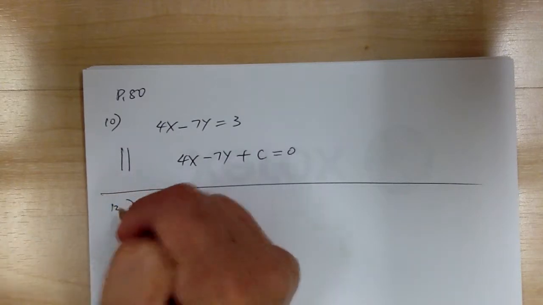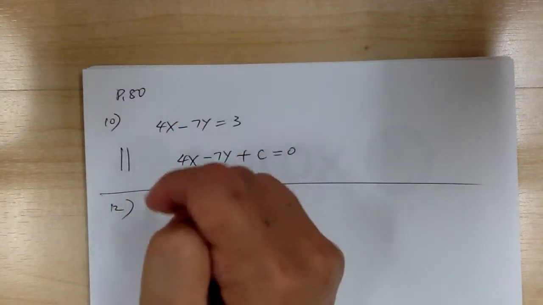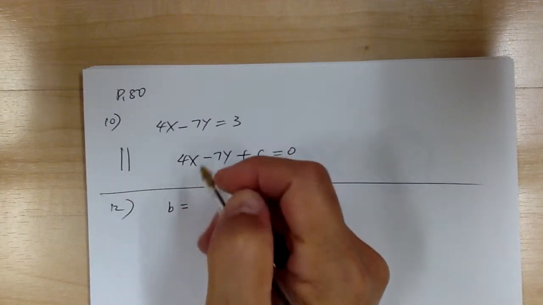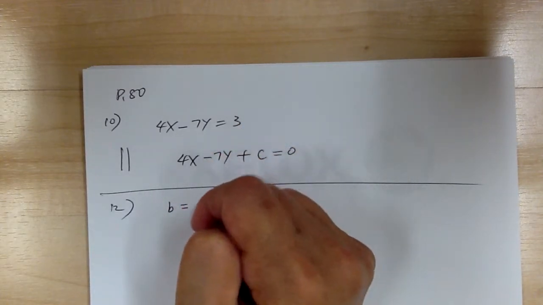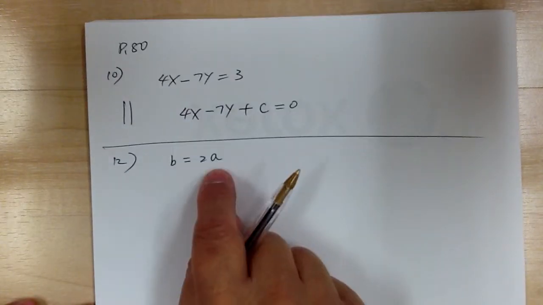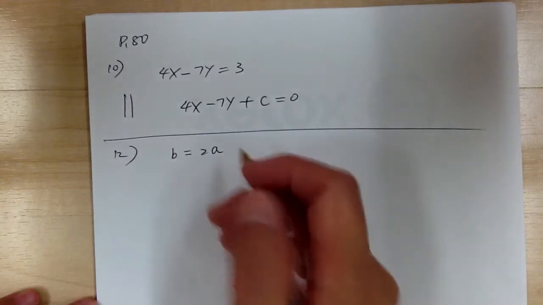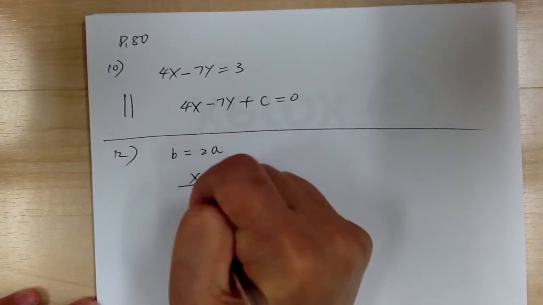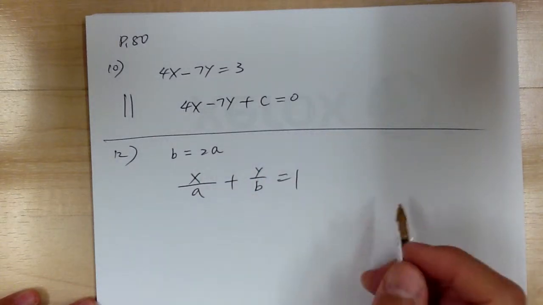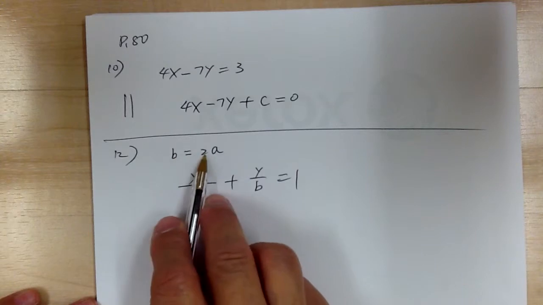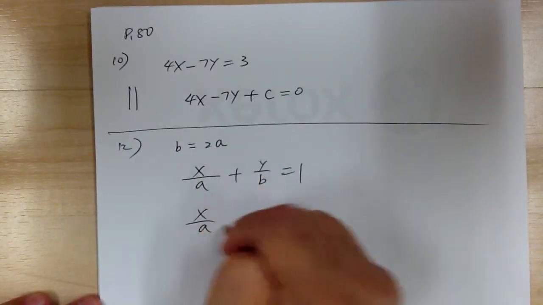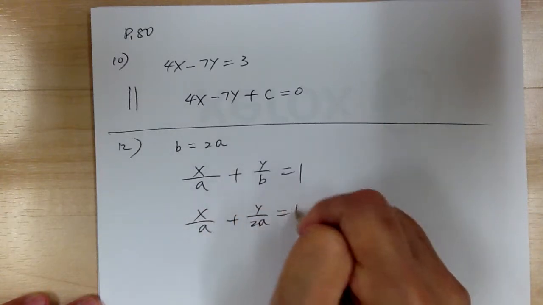Okay, number 12. The y-intercept, that's b, is equal to twice the x-intercept, that's a. So b equals twice a, that's the condition. Since the two intercepts are given, you want to start out with the intercept form, which is x over a plus y over b equal to 1. It tells you the y-intercept is twice the x-intercept, so you can substitute into here. So you got x over a plus y over 2a equal to 1.